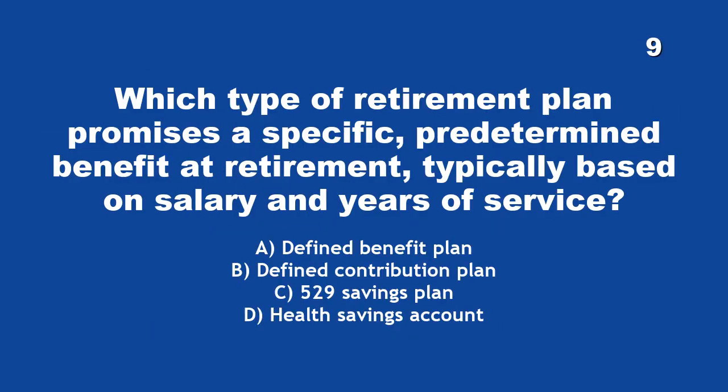Which type of retirement plan promises a specific, predetermined benefit at retirement, typically based on salary and years of service? Option A, defined benefit plan. Option B, defined contribution plan. Option C, 529 savings plan. Option D, health savings account. The correct answer is A, defined benefit plan.